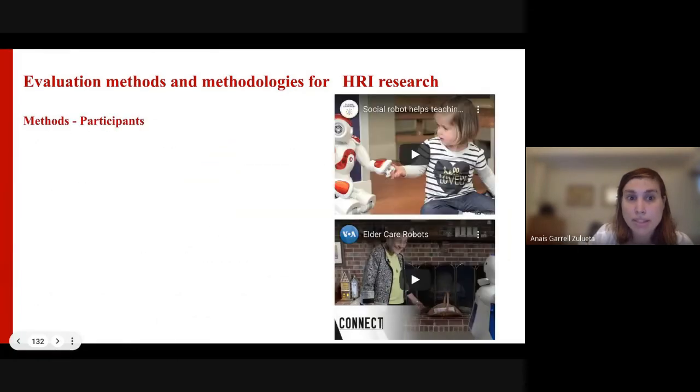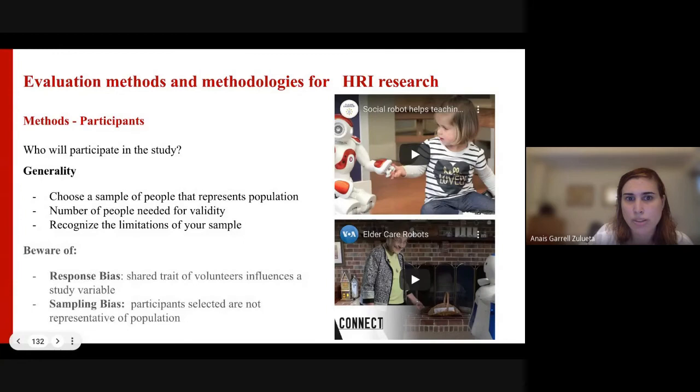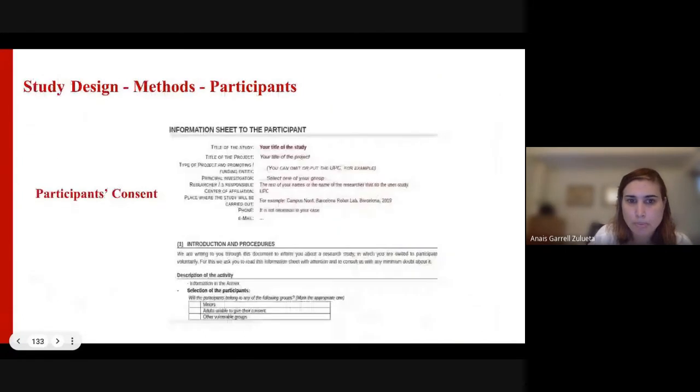So regarding participants, as I said, it's very important the set of people that you choose to perform your first experimentation. And there's something new that appeared like 3 or 4 years ago. As robotics, the capacity and capability of the robots are increasing a lot, and artificial intelligence is also working together with robots.